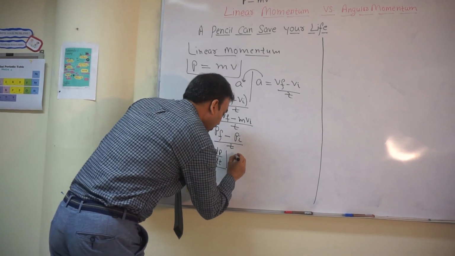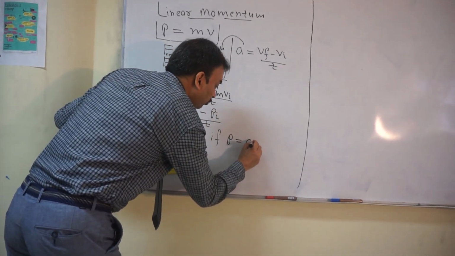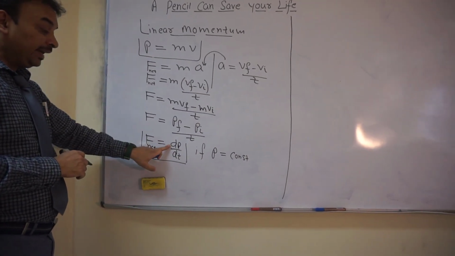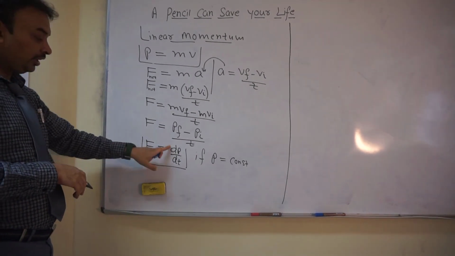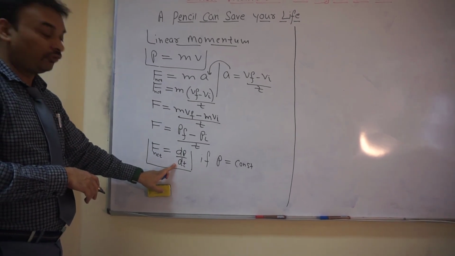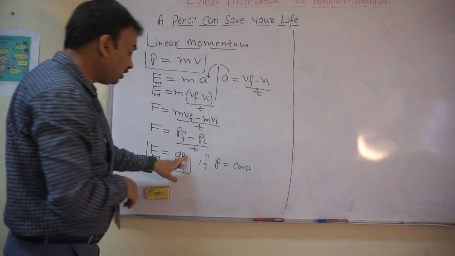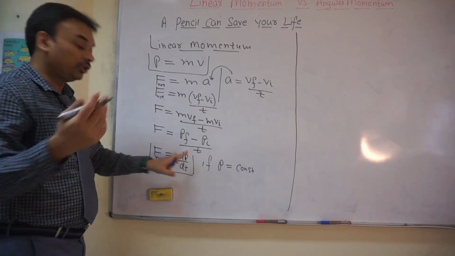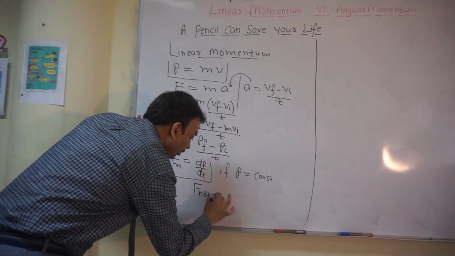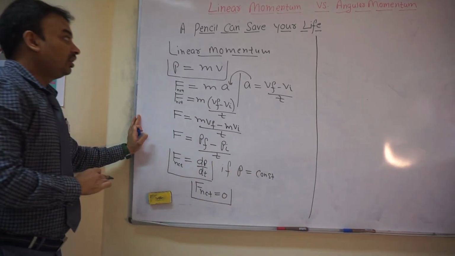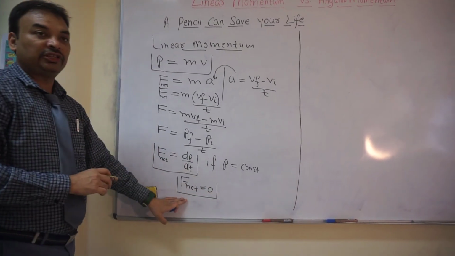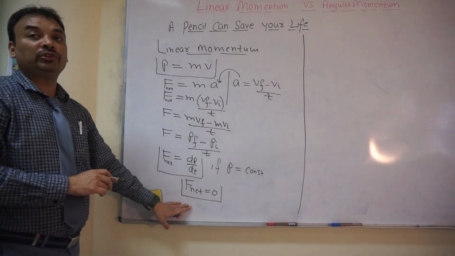So now, if P is conserved, means if P is equal to constant, if momentum remains all the time constant. And the derivative of a constant is equal to zero. dP upon dt, where P is momentum, d upon dt is the derivative of P. So if we have a constant quantity, its derivative comes out to be zero. And if the derivative is zero, it means the net force is equal to zero. This is for linear momentum, the conservation of linear momentum. That shows that the net force acting on the system will be zero.